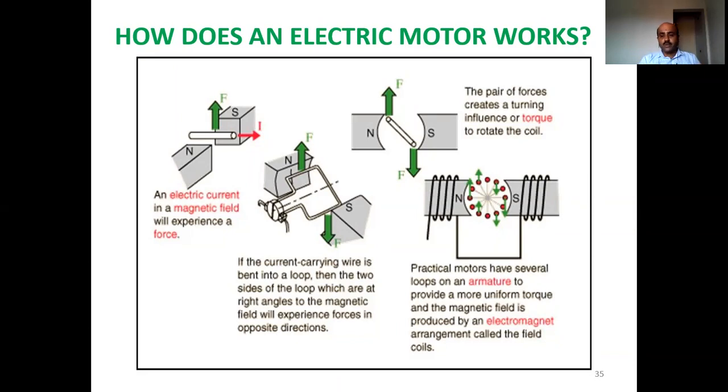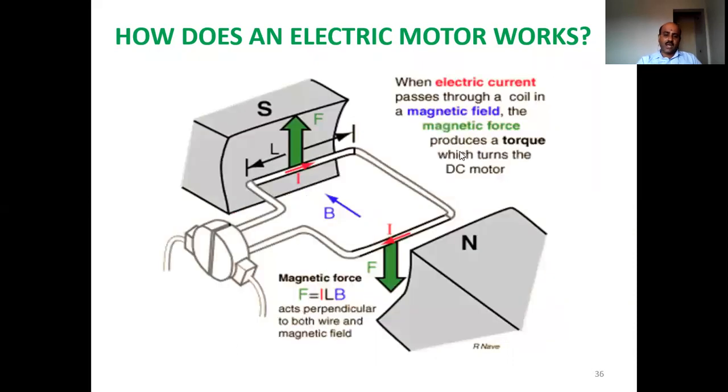A current in a magnetic field will experience a force, and when that wire is bent into the form of a loop, the opposite sides will experience forces in opposite directions. These two equal and opposite forces constitute a turning influence, which we call a torque, and the effect of the torque is to rotate the coil. Once the coil rotates, the rotor will also rotate. This is the basic principle of the electric motor. Okay, we have a similar thing over here also.